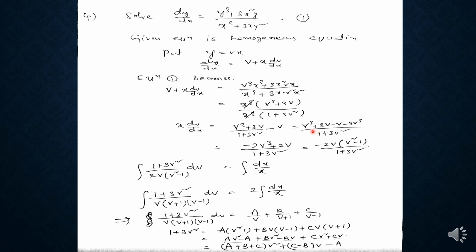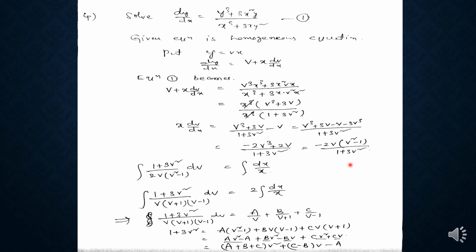That can be taken as v cube plus 3v minus v into (1 plus 3v square), that becomes minus v into 1 minus v into 3v square, minus 3v square v cube by 1 plus 3v square. So this is v cube minus 3v cube, which can be written as minus 2v cube, plus 3v minus v, that is plus 2v, divided by 1 plus 3v square. By taking minus 2v as common here, minus 2v into (v square minus 1) by (1 plus 3v square). So x dv by dx is equal to minus 2v into (v square minus 1) by (1 plus 3v square).